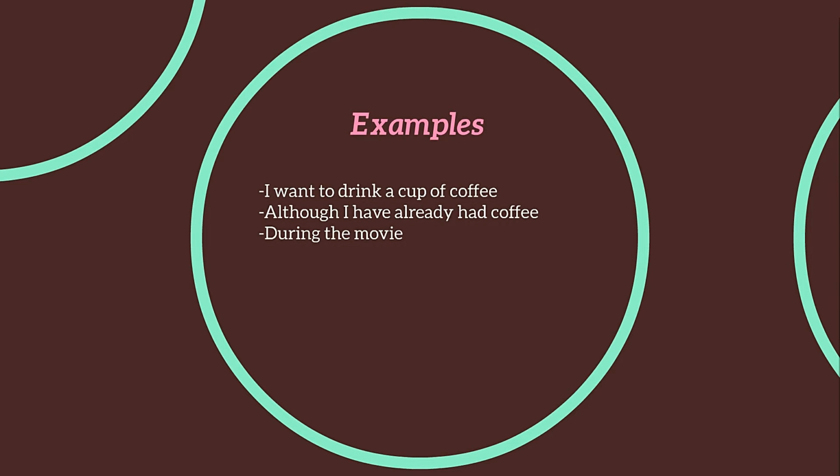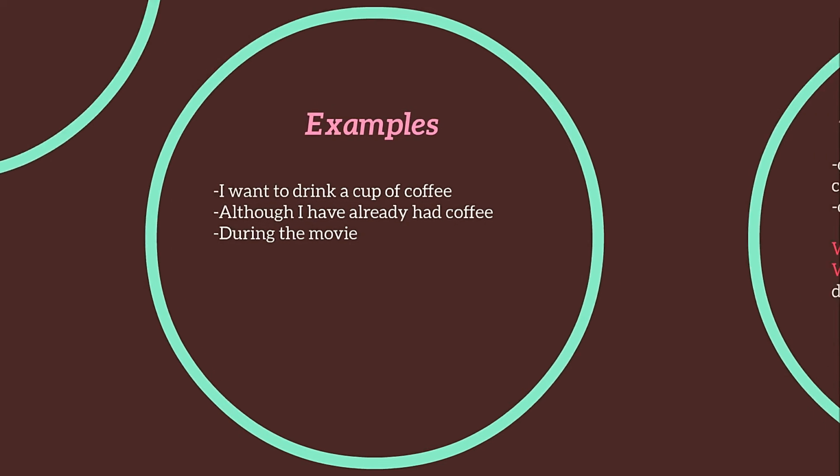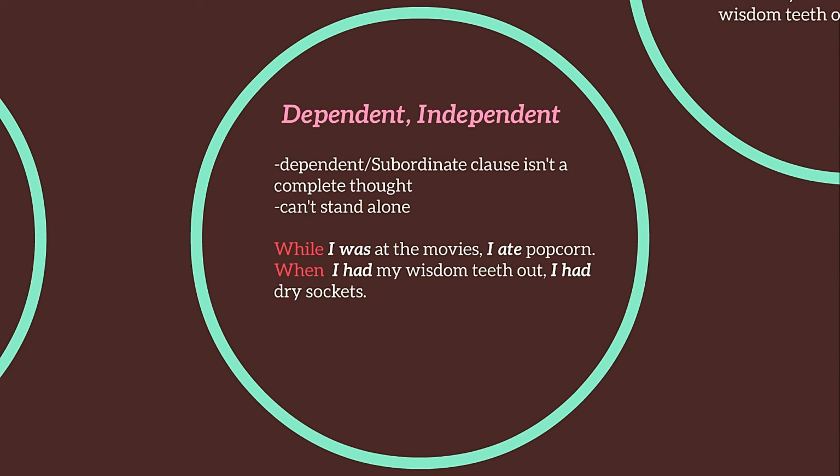Now that we've got an understanding of both independent and dependent clauses, let's look at how their use controls where we place commas. If the dependent clause comes first, we have to separate it from the independent clause with a comma. Look at our two examples.